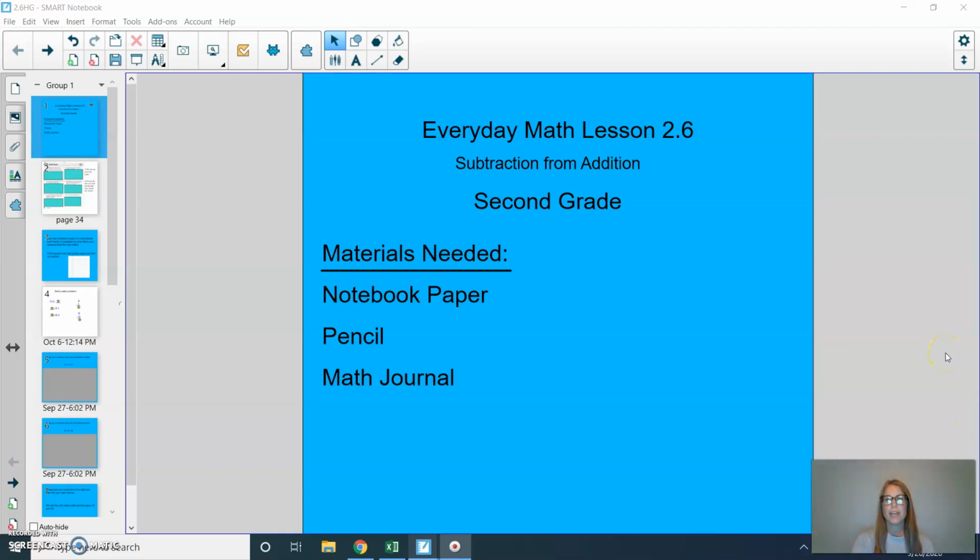Boys and girls, welcome to Everyday Math Lesson 2.6, Subtraction from Addition. The materials that you'll need today: notebook paper, pencil, and your math journal.